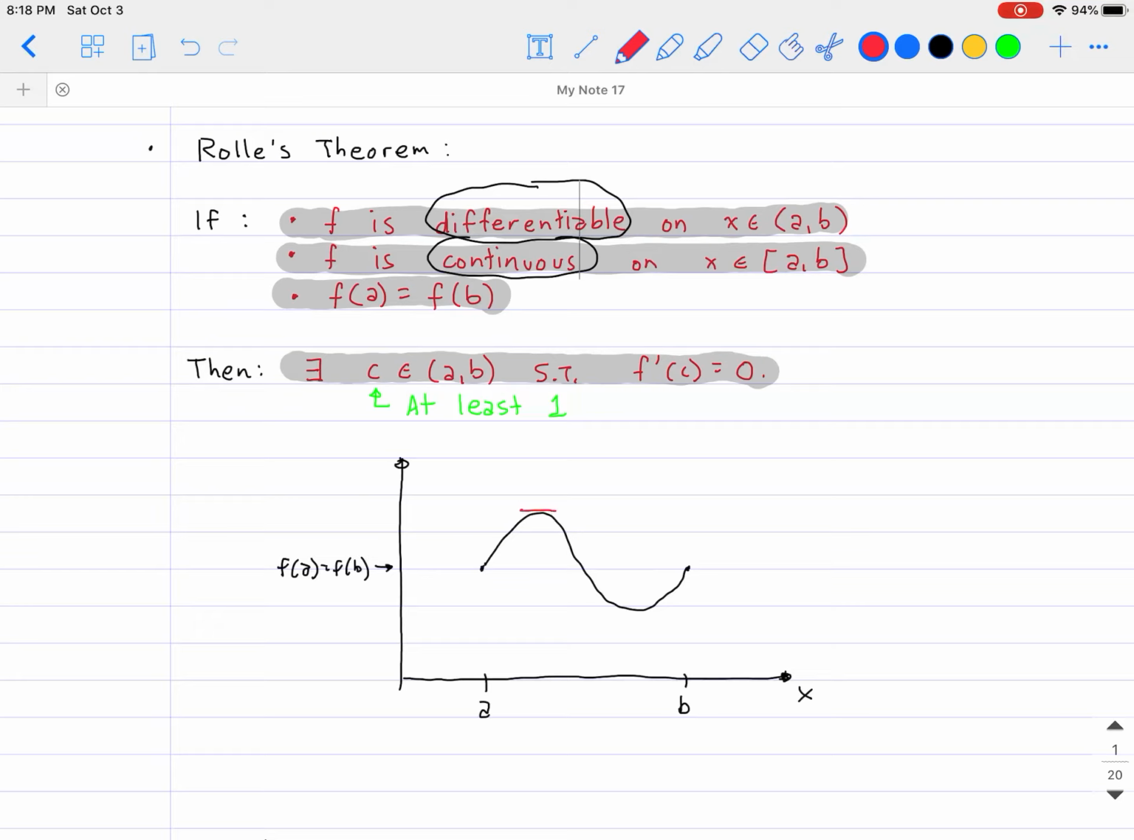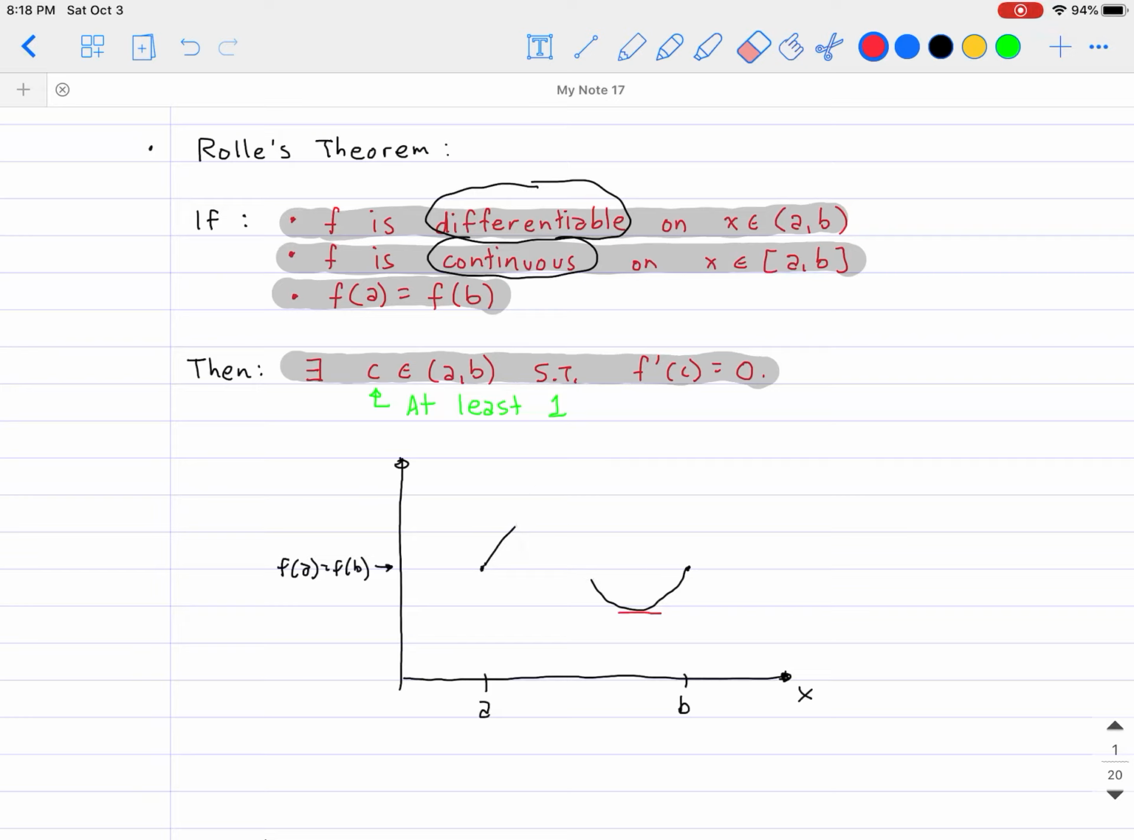And you can see how that actually works out, because you'll notice that here you can see where the derivative is equal to 0, and over here where the derivative is also equal to 0. So in this case, there are two values of c. What Rolle's theorem proves is that there will be at least one. So maybe there's 1, maybe there's 2, maybe there's 50. Who knows? Depends on what the graph actually looks like.